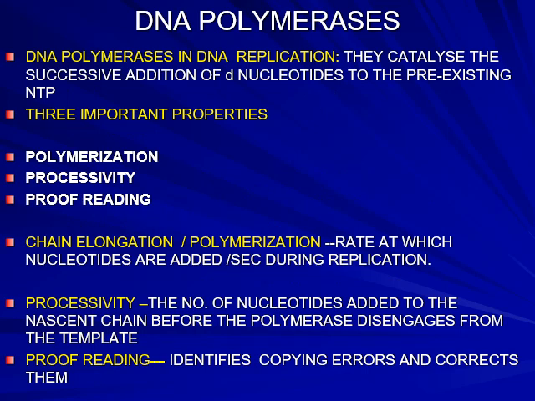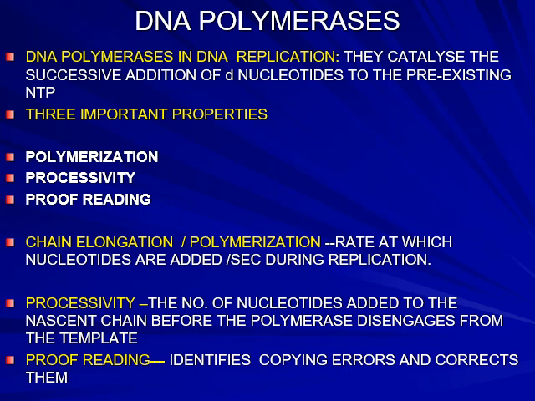Now let's look at the different types of DNA polymerases and what their functions are. DNA polymerase, as I told you, is very important in DNA replication. They catalyze the addition of the deoxynucleotides to the pre-existing nucleotide chain. It has three very important properties which you can remember as the three P's. One is polymerization. What is polymerization? Polymerization means the process of chain elongation, or the rate at which the nucleotides are added per second during replication. Second P refers to processivity.